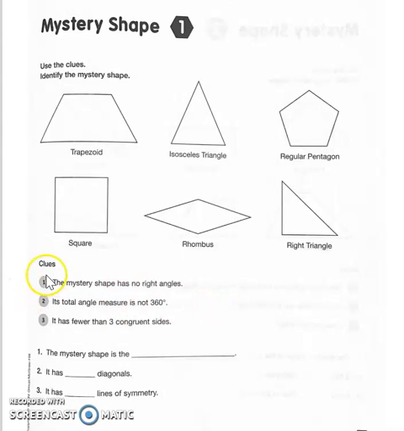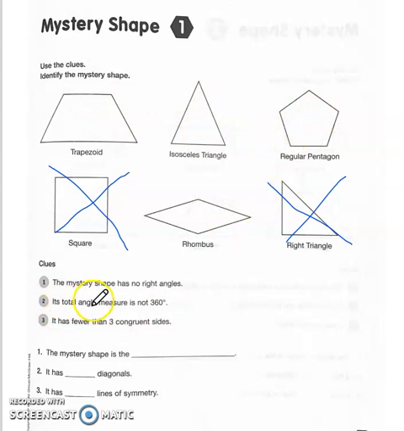Okay, so just looking at this first one, number 1 says the mystery shape has no right angles. Oh, well, we were just talking about that. So what I'm going to do is cross off the ones that I can get rid of. If the mystery shape has no right angles, what shapes couldn't it be? Couldn't be a square, and it couldn't be a right triangle, right? Does anything else have a right angle in it? No, it doesn't look like it.